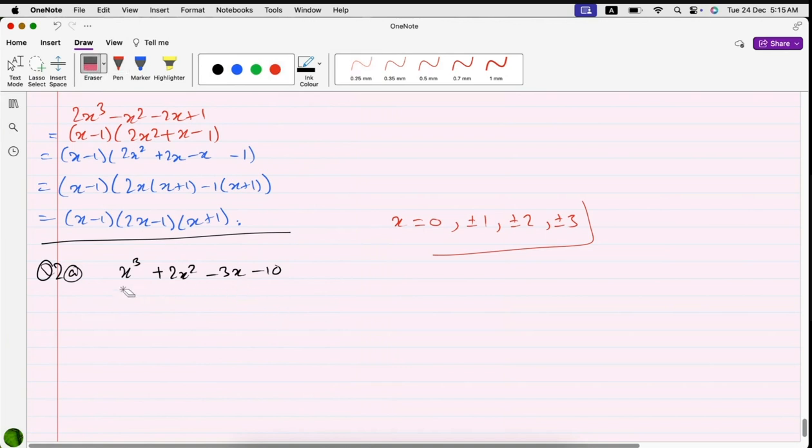I'm just punching in the calculator. I'm going for 1. 1 cube plus 2 into 1 square minus 3 into 1 minus 10. And with 1, I'm getting minus 10. When I tried 1, there's no need to write. We are just discussing, that's why I'm writing. I got minus 10. I'm changing it to 2.